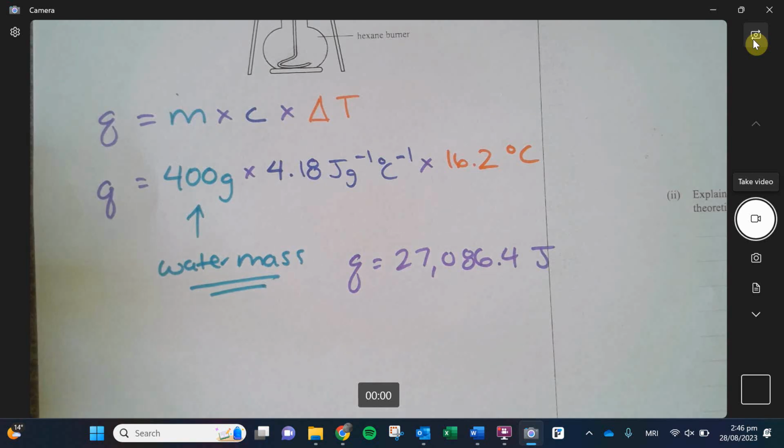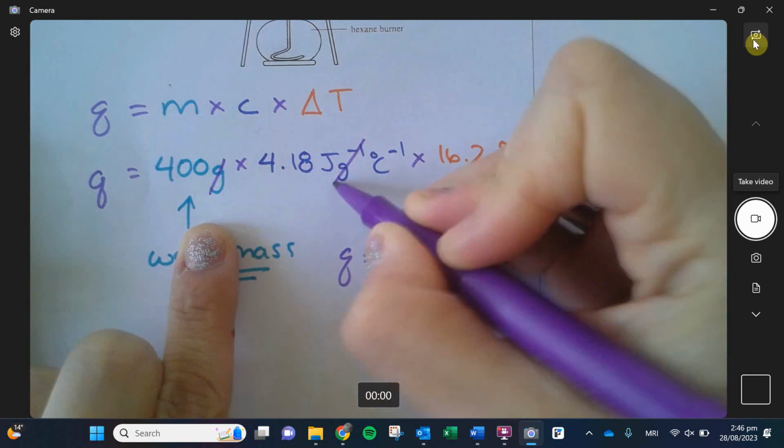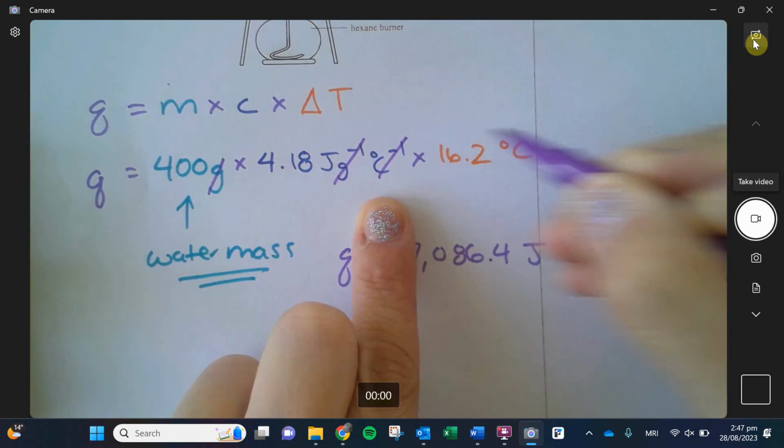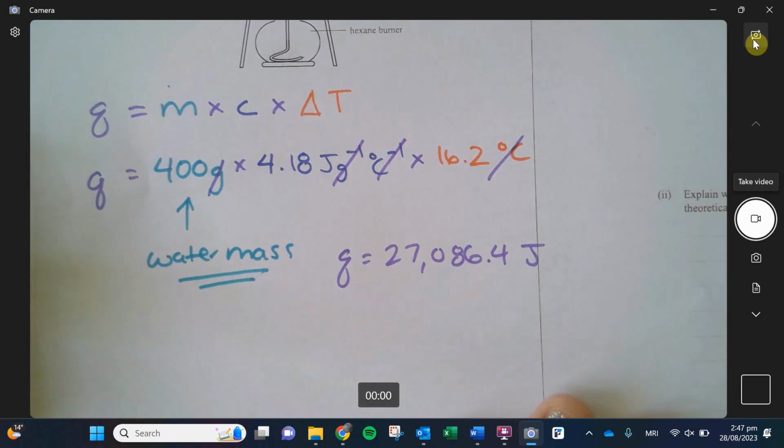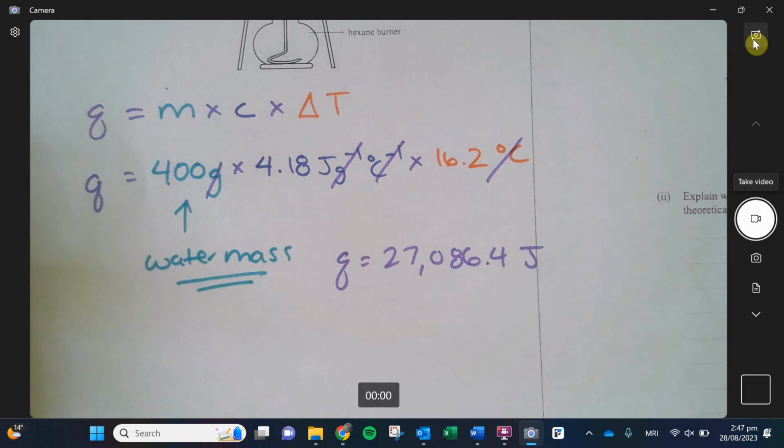And if I want to double check my units, I see that grams and grams cancel out. Celsius and Celsius cancel out. I'm left with joules, which is what I want because I'm trying to figure out enthalpy. Are we okay so far? Keep going?